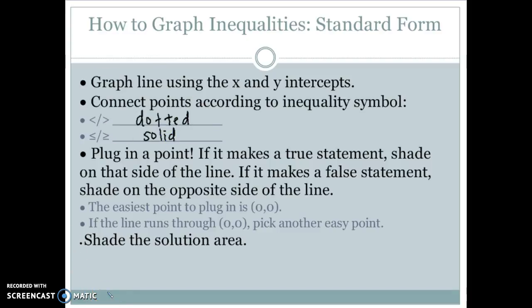Then, because y is not by itself, I can't go just based on what the inequality symbol is. I can't say that greater than means shade above, because now x and y are on the same side. So all we're going to do is plug in a point. If it's a true statement, when you plug it in, you shade on that side. If it's false, you shade on the other side. The easiest point to plug in is 0, 0, because anything times 0 is 0. If by chance 0, 0 is on the line, it's not a good point to plug in, so you just have to pick something else. And then, based on if it's true or false, you shade.